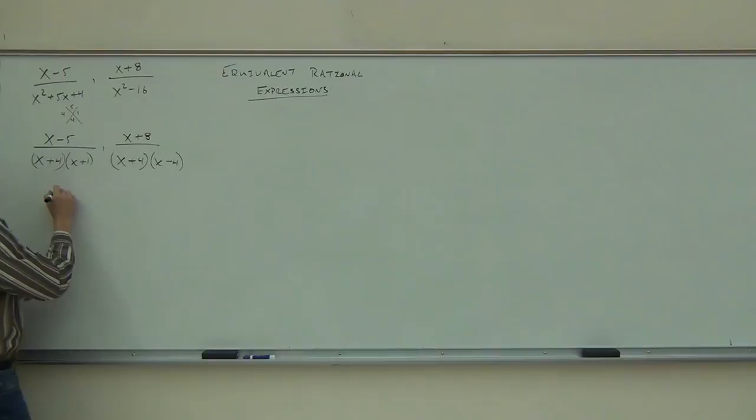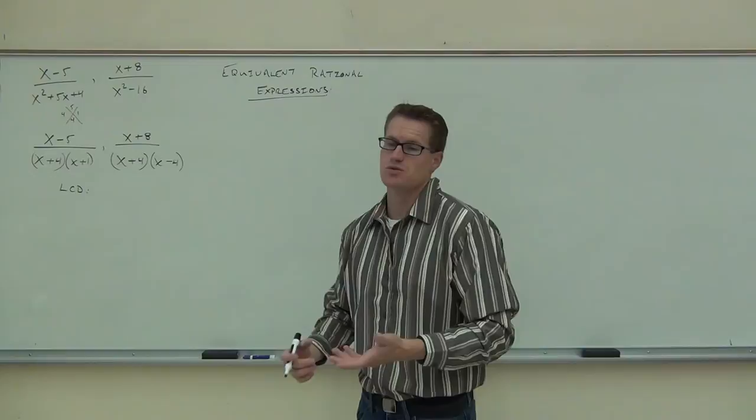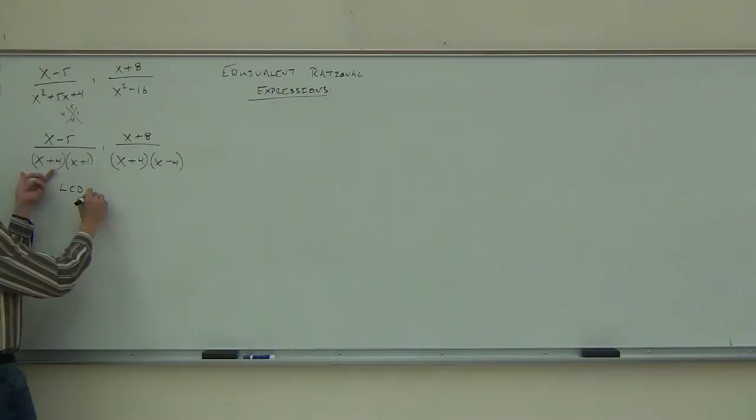So we're just going to list that out. LCD is the largest power of each different factor considering all your denominators. So in this case, we just have to look for our factors and list them out. This is really the easy part. The factoring is the hard part. So we're going to look at this. I see an x plus 4. You go right down the list. I see an x plus 1.